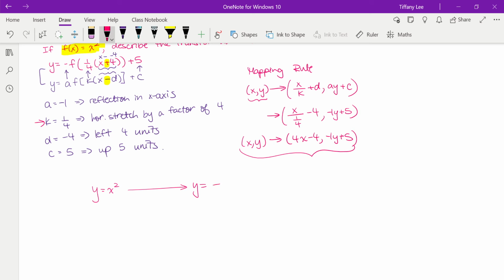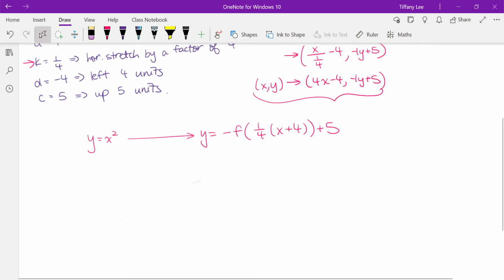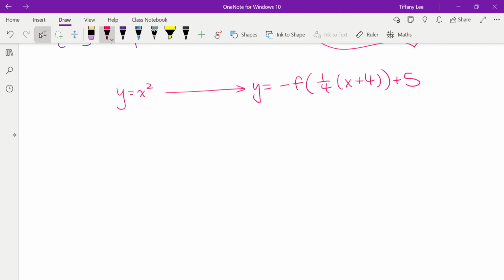Y equals negative f of 1 over 4. I'm just rewriting my equation. X plus 4 plus 5. Okay, so you just need to choose a few parent coordinates.